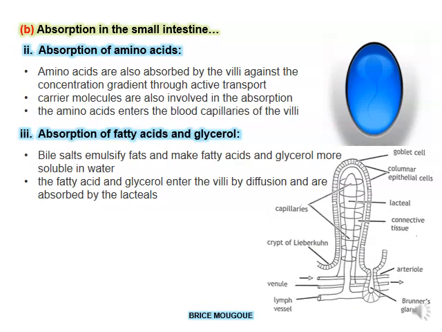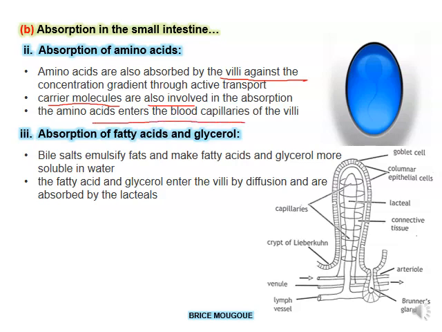Absorption of amino acids. The absorption of amino acids occurs just like how it occurs with glucose. It therefore means that amino acids are absorbed by the villi against the concentration gradient. It means by active transport. And carrier molecules will also then be involved in absorbing these amino acids. The amino acids will then enter the villi through the blood capillaries.